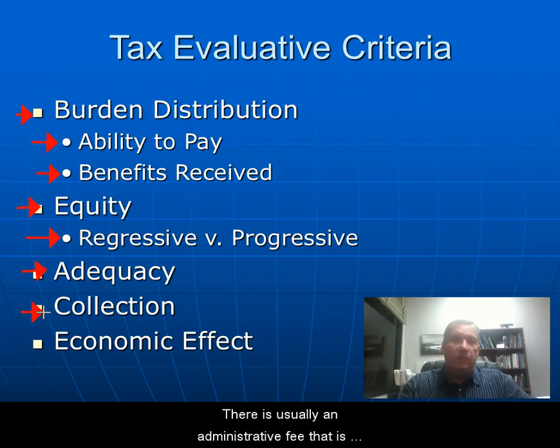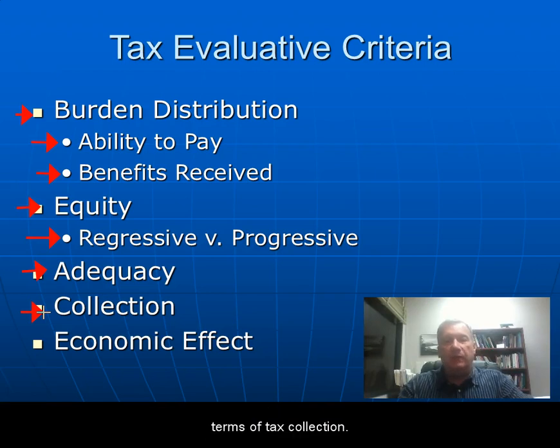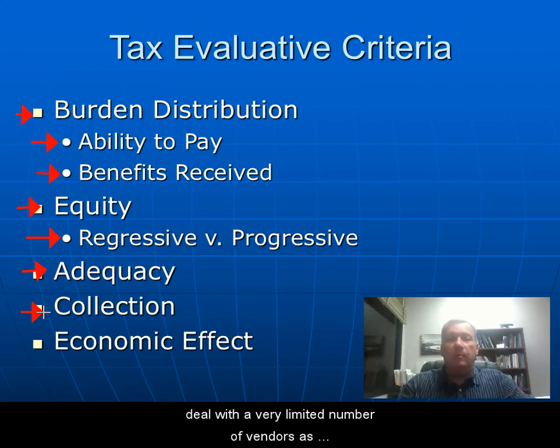There is usually an administrative fee that's attached to that to try and induce and incentivize the collection of that tax by a vendor. The fewer individuals or organizations you deal with, the better in terms of tax collection. So with the sales tax, since it's being collected by vendors, governments only have to deal with a very limited number of vendors as opposed to hundreds of thousands or millions of individual taxpayers. So the more taxpayer passive a tax, like a sales tax, the more likely it is to be able to collect that tax.